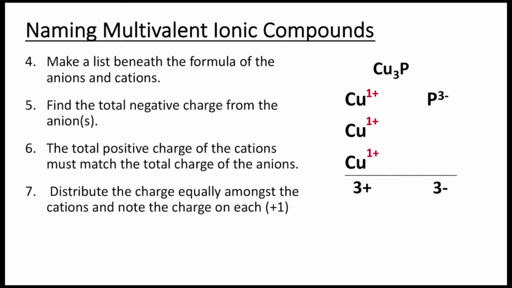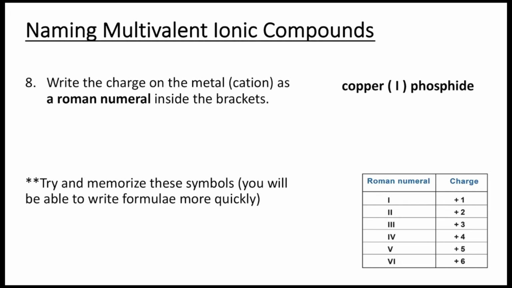Meaning that in order to distribute this 3+ charge across 3 coppers, it will be a 1+ to total to 3. So 1+ plus 1 plus 1 gives us a total of 3+. Step 8 is to write the charge of the metal, the cation, as a Roman numeral inside the brackets. So because we determined that it was 3 copper 1+, that means that the overall charge is a 1.